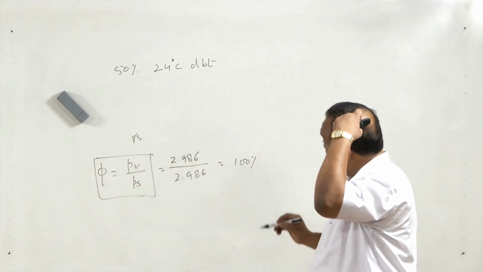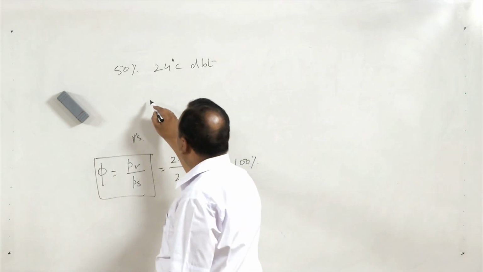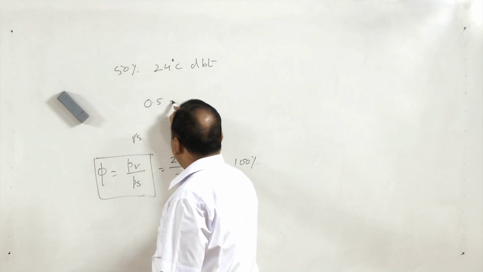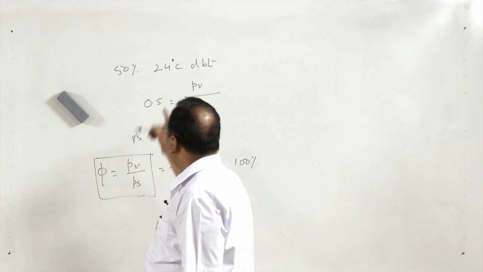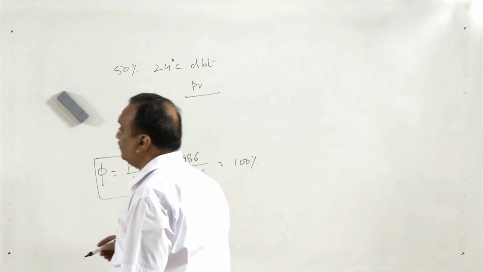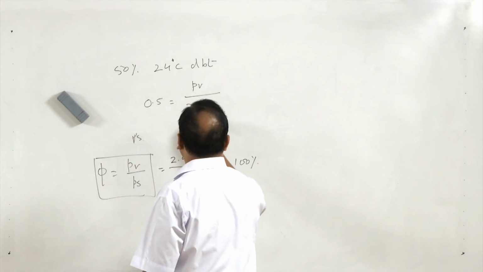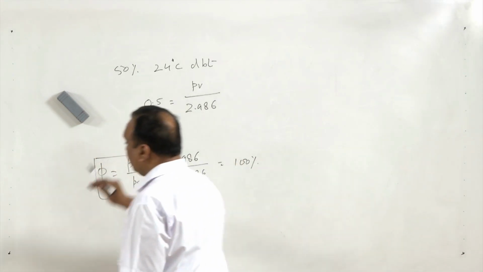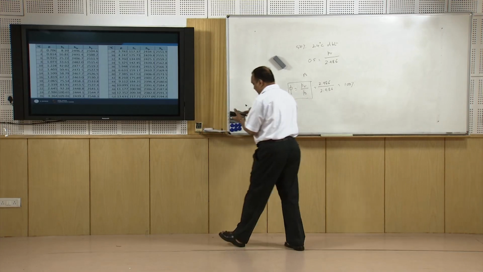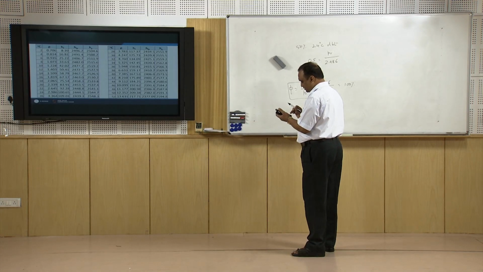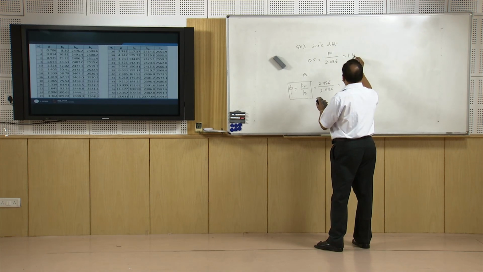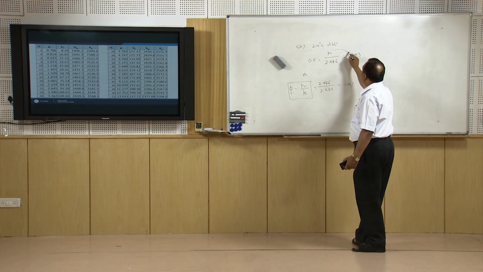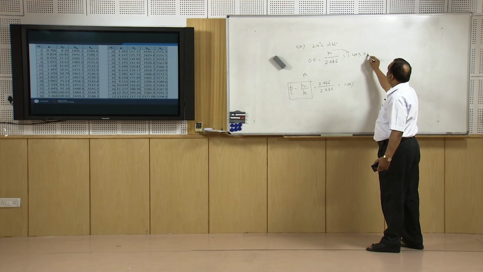Now, in this case, what I am going to do, I will take relative humidity 50% as PV by PVS. PV I do not know, PVS I can take from here at 24 degrees centigrade, it is 2.986, and multiplication of 2.986 with 0.5 will give 1.493. This will give us the value of partial pressure in kilopascal.